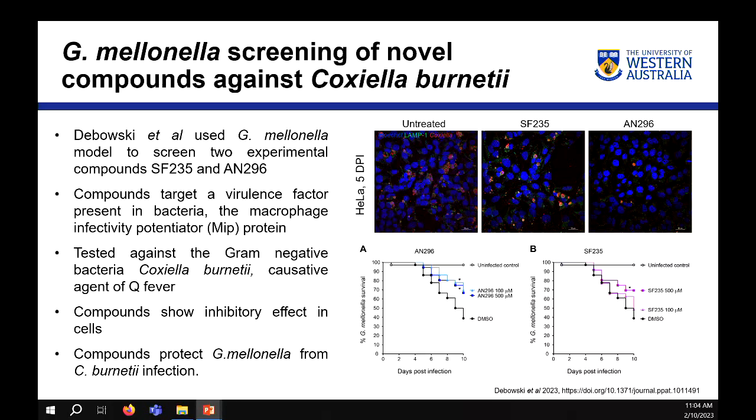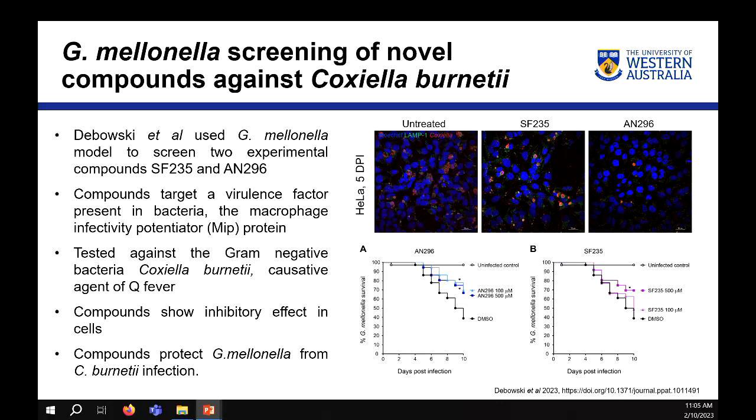So we're actually about to undergo the painstaking process of fighting this to get it here, because it is a really good alternative model. So we have to request that we can use it and undergo a lot of painful paperwork to do that. But we did these studies with our colleagues in Monash University, and what she did was she tested AN296 against Coxiella burnetii using Galleria mellonella.